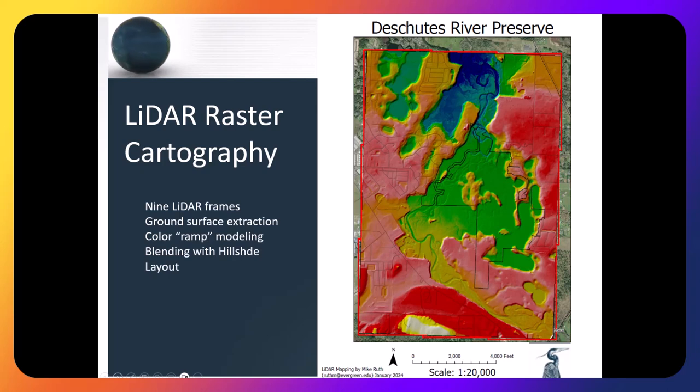If it's interesting to students, we could put this together as a lab for how to do raster cartography with LiDAR.